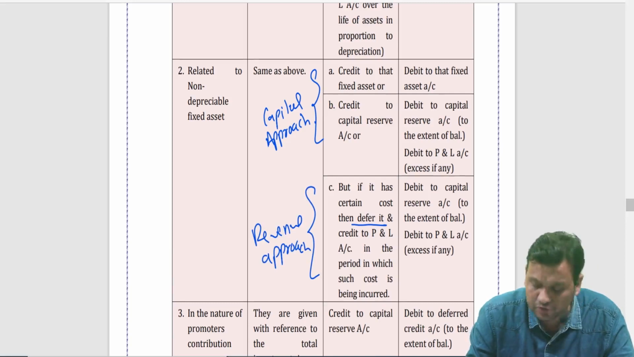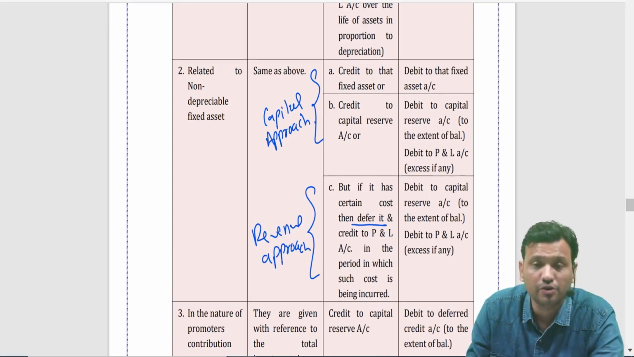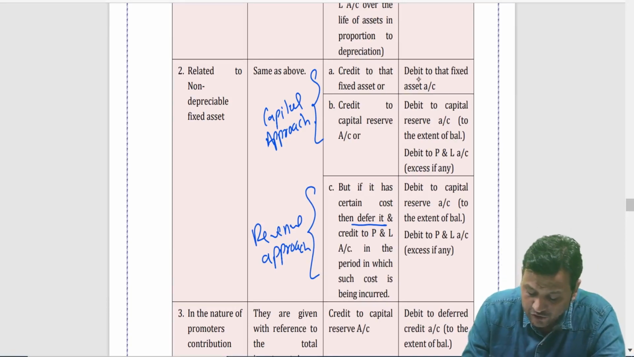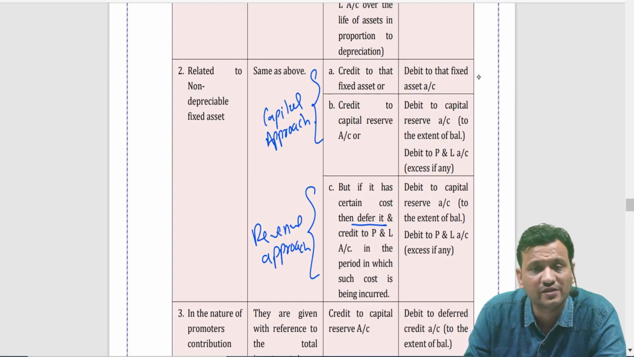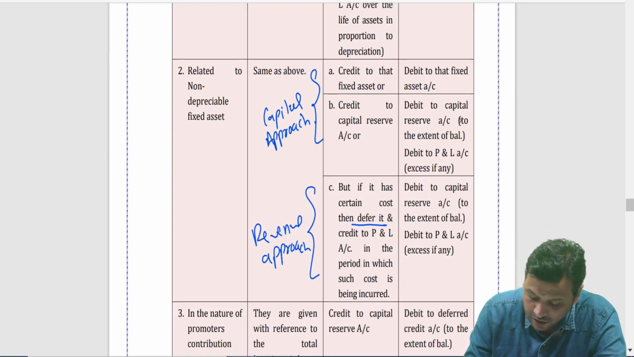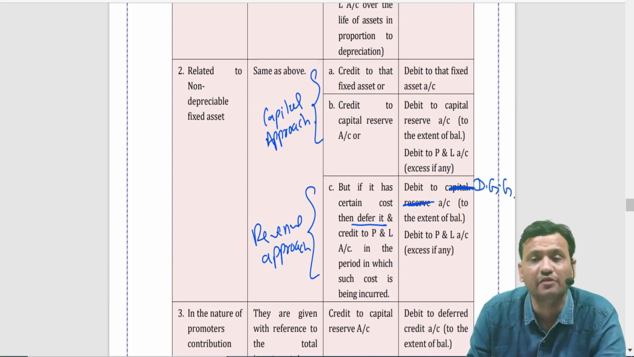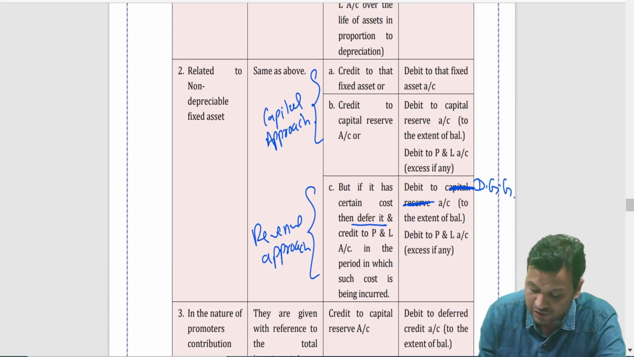Just a small change I have to make in the theory here. Even in your textbook you should make it. Of course, if it is refunded, so debit back to fixed asset account, debit to capital reserve account to the extent of balance, and debit to P&L account if any balance. Yeah, debit to capital reserve, no, here debit to DGG, deferred government grant. It is not capital reserve, debited to DGG account.